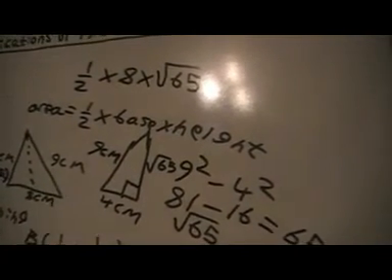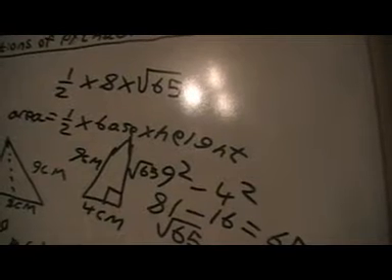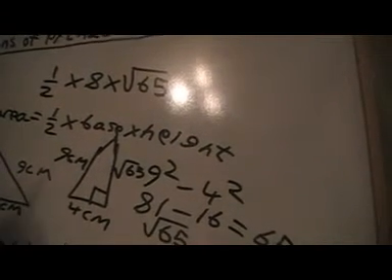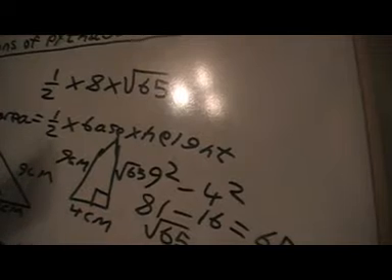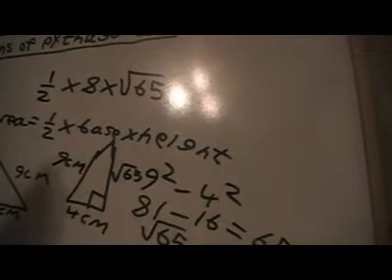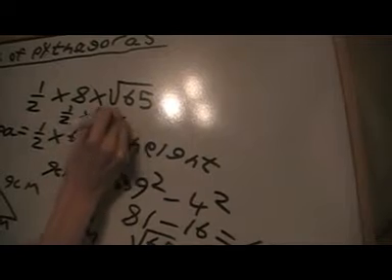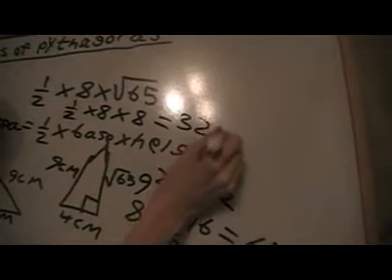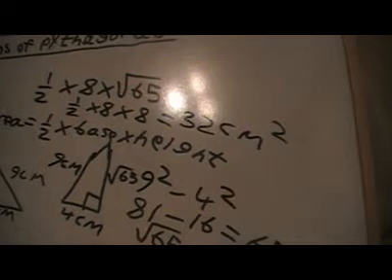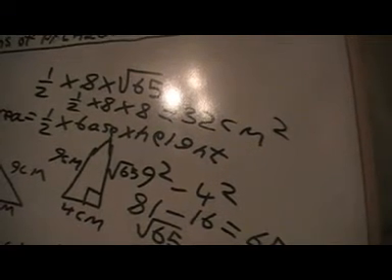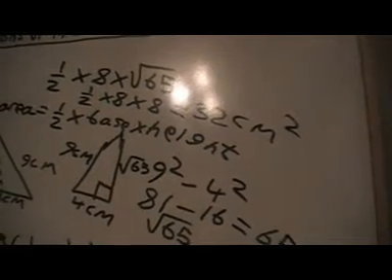I'm not going to do the calculation because the numbers aren't very good, but if you round that to the nearest number, you'll basically just get 1/2 of 8 times 8, so we'll get 32 centimetres squared. If you want it to the nearest centimetre, that's what you would get.